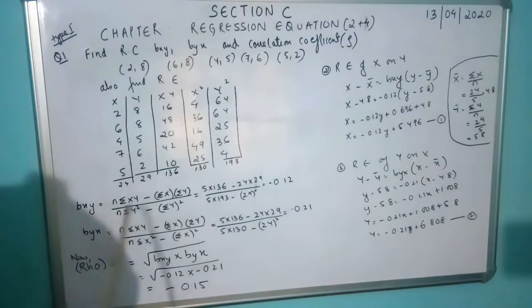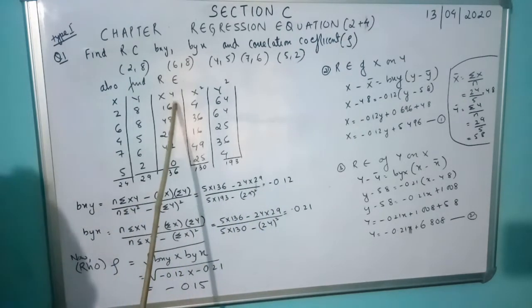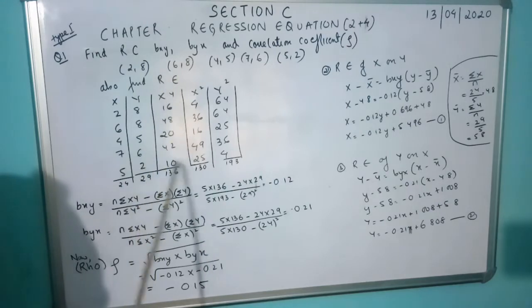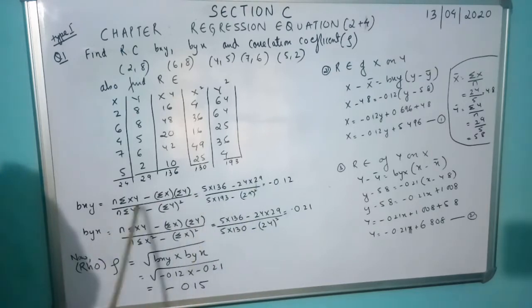So let me put the value 5 into summation xy. What is the total of xy? 136 minus summation x is 24 into 29, and similarly n is 5. Summation y square is 193 minus summation y whole square is 29 whole square. This formula I have already given in lecture number 1.